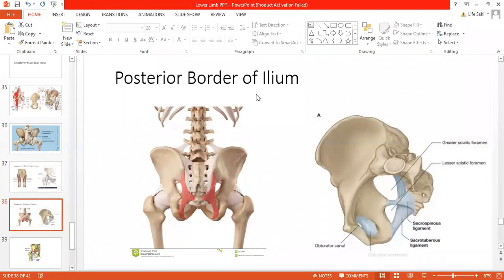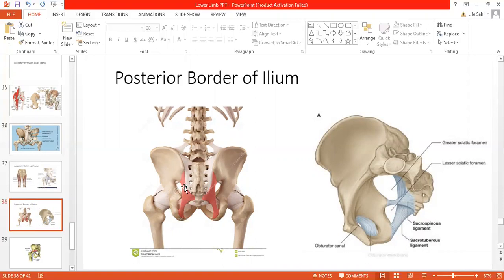The posterior border of the ilium provides attachment to a ligament and a muscle. The ligament is called the sacrotuberous ligament. We remember that the posterior border of the ilium extends from the posterior superior iliac spine, which was the posterior limit of the iliac crest, and runs downward to merge over the posterior margin of the ischial tuberosity. This posterior border provides attachment to a triangular shaped ligament called the sacrotuberous ligament.